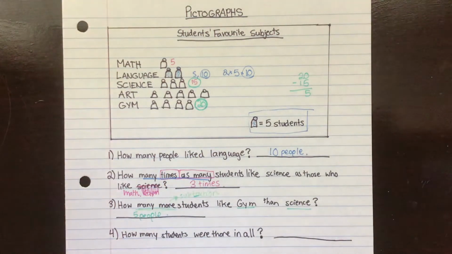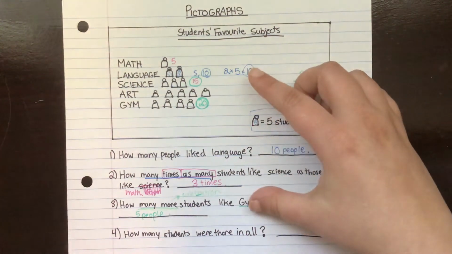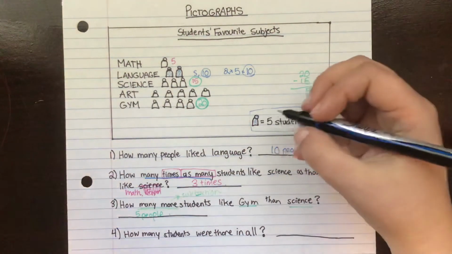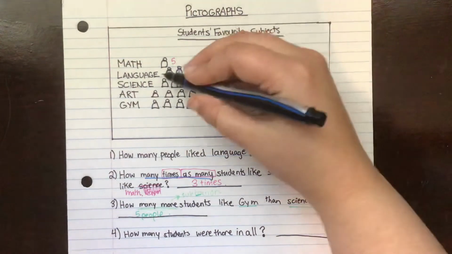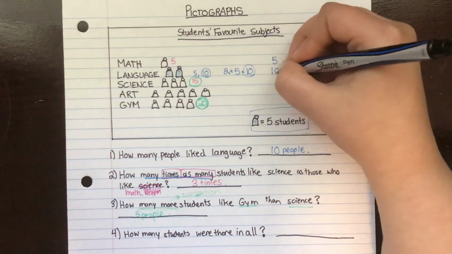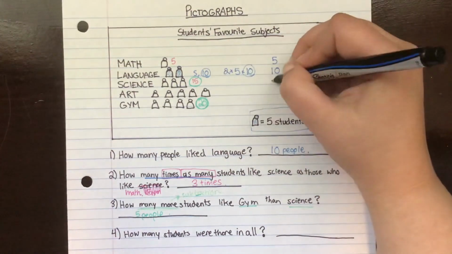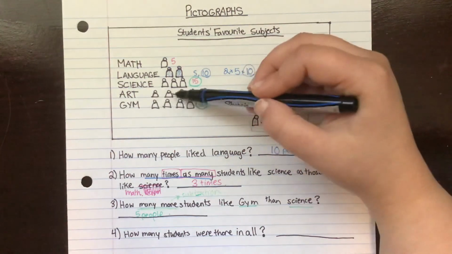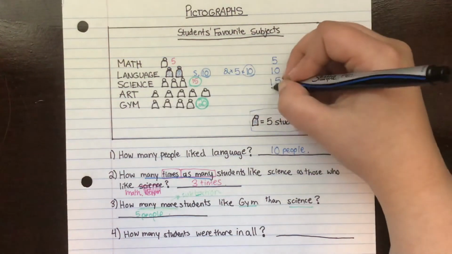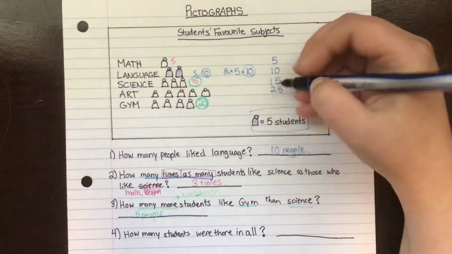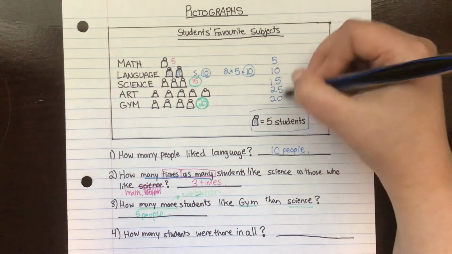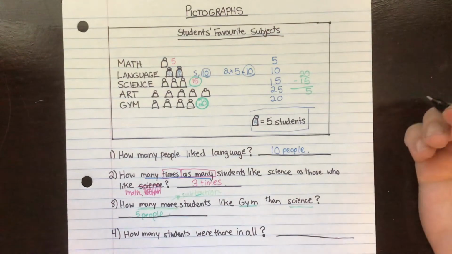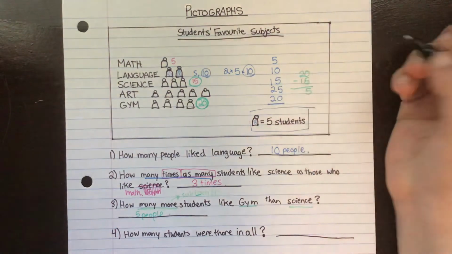And finally, the last one asks, how many students were there in all? So we know that there were 5 students who liked math. We know that there were 10 students who liked language. There were 15 students that liked science. How many students liked art? 5, 10, 15, 20, 25. 25 students like art, and 20 students like gym. Once we get all those numbers, to find the total, how many students there were in all, we're just going to add them all up.